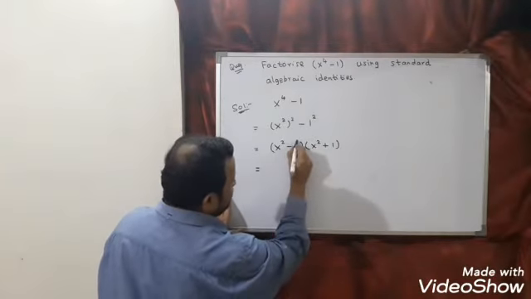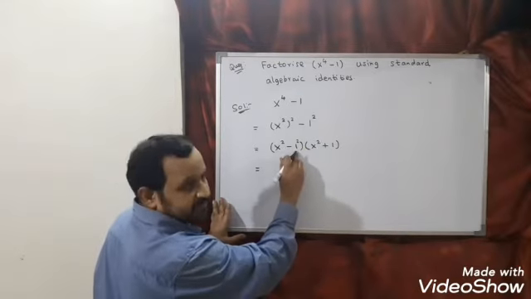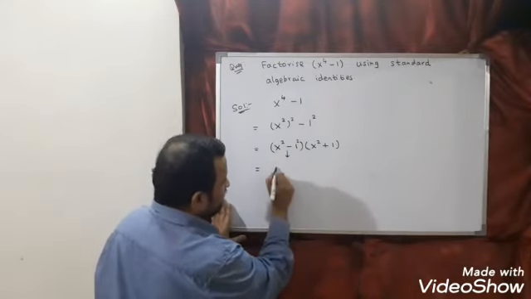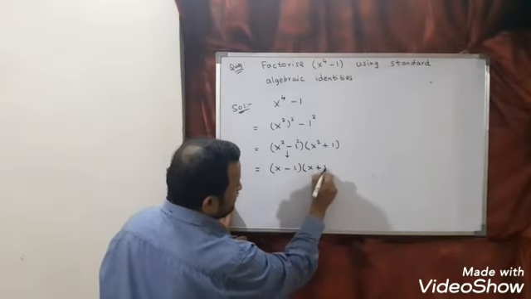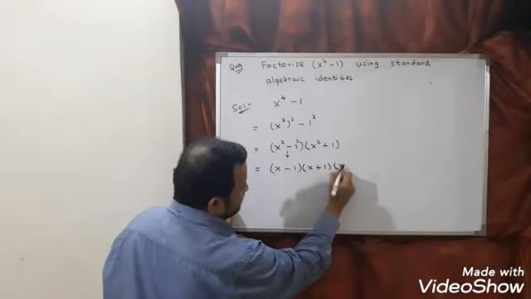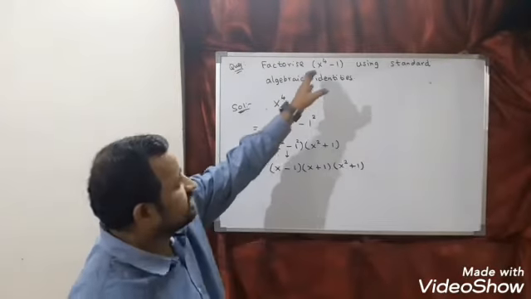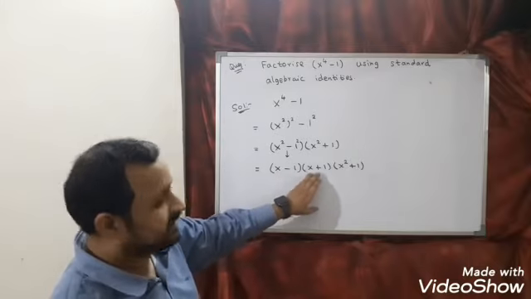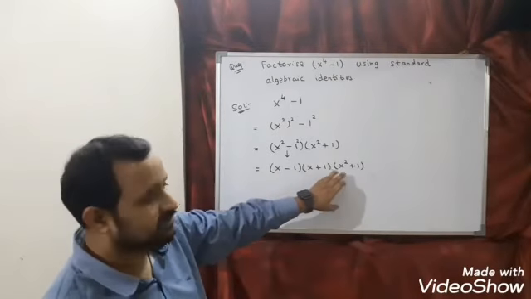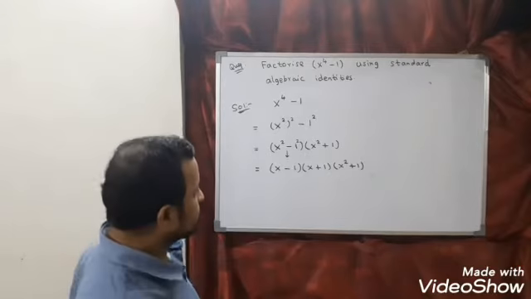And again you can see here this one I can write as 1 square. Again a square minus b square. So this term we can write as a minus b into a plus b, and this I can say x square plus 1. So the factorization of x to the power 4 minus 1 is given by x minus 1 into x plus 1 into x square plus 1. Let us see one more question.